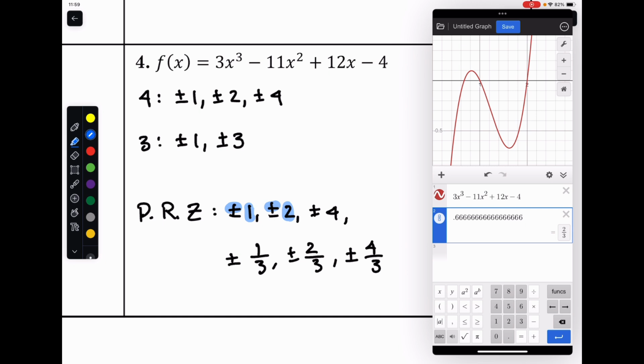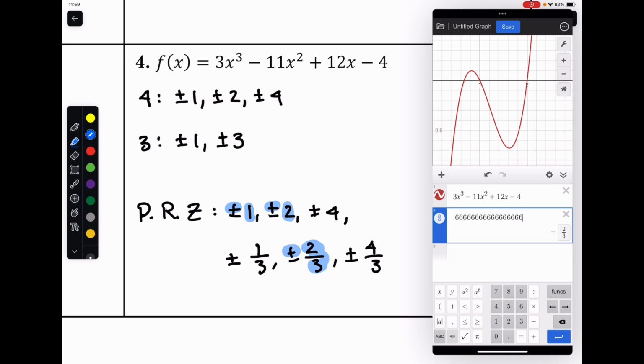So 2 over 3, that is actually on the list. Positive 2 over 3 is on the list, like I said, and voila. So very, very cool that, again, this theorem in fact does work. It gives me a list of possible places that the graph is going to cross the x-axis.